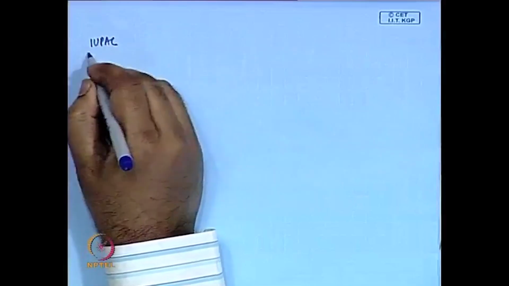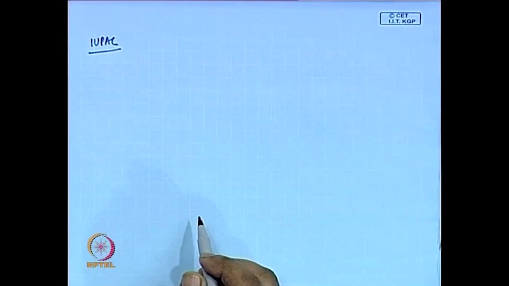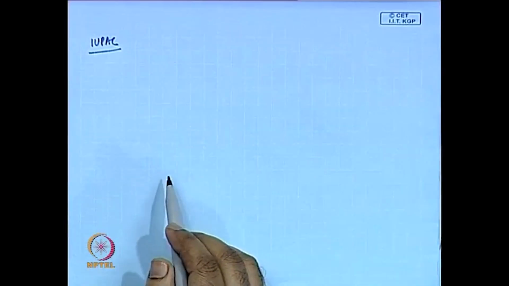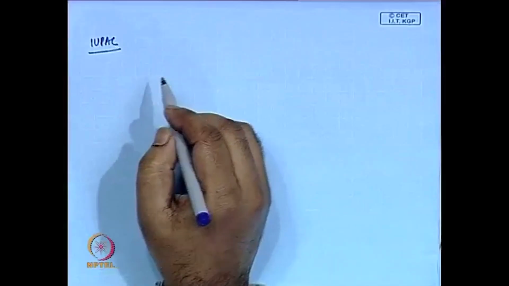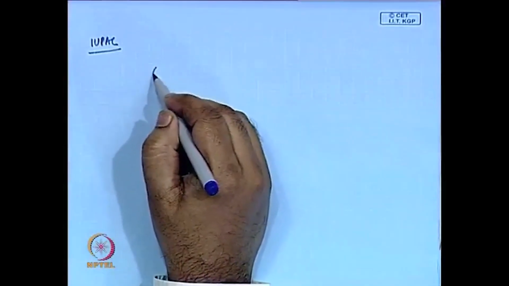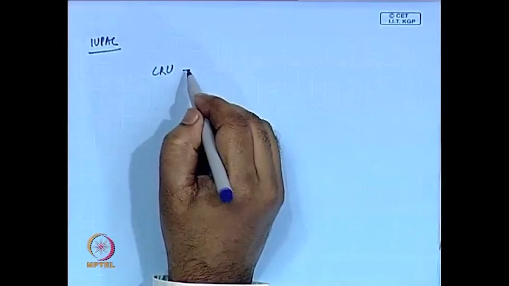So, first if it is a polyester, you have to name it as a polyester, like polyethylene terephthalate. If it is an amide, you have to name it as an amide. Now, IUPAC, because there is so much confusion about naming polymers, has given a guideline on how to name polymers. For that, you have to first identify the constitutional repeat unit of the polymer.